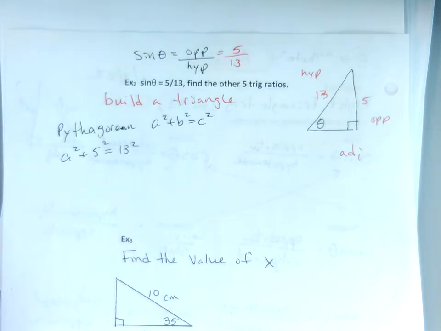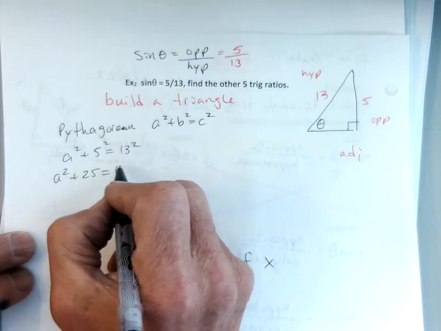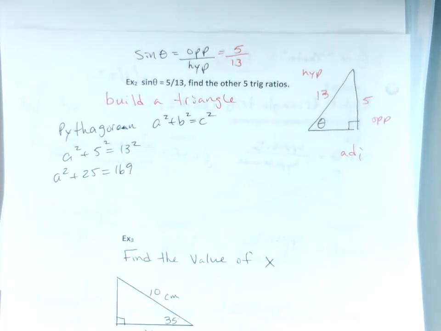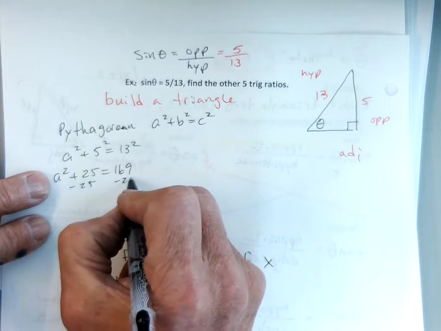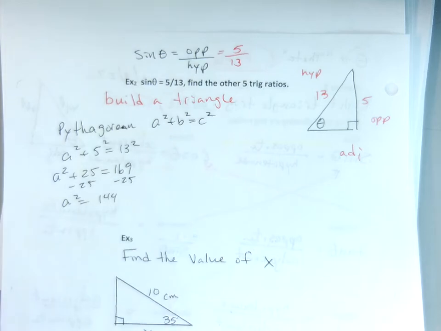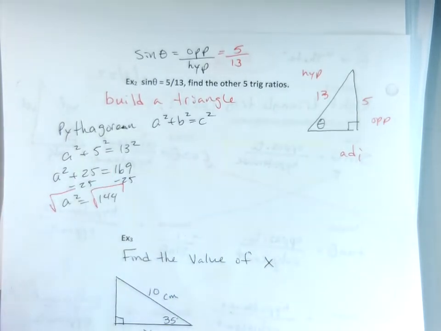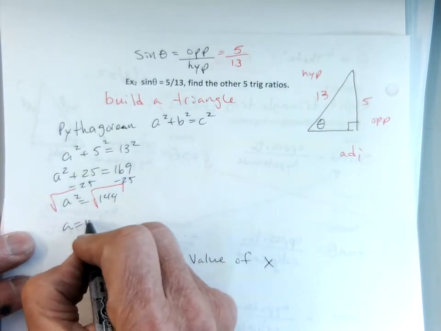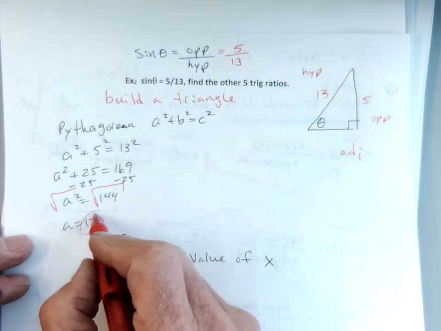I'm going to have A squared plus 25 equals 169, right? You okay with that? 5 squared, 13 squared. I need to solve. Minus 25, minus 25. A squared is 144, right? We will square root, and I'll have A equals 12. So now I know my adjacent side is 12. So I'll put this right there.